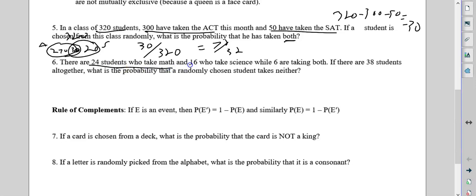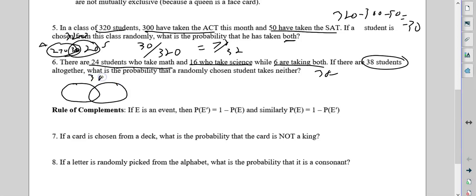24 students have taken math, 16 have taken science, 6 are taking both. There's 38 students altogether. What's the probability that someone has taken neither? Okay, well, sorry, got ahead of myself. So if we look at this, Venn diagram is definitely useful here. So we have 38 students total. Okay. We know 6 are taking both. So we know the middle number. If this is our math, we know there's 24 students. So 6 from 24 is 18. And we know there's 16 taking science. This is our science. 16 minus 6 is 10.